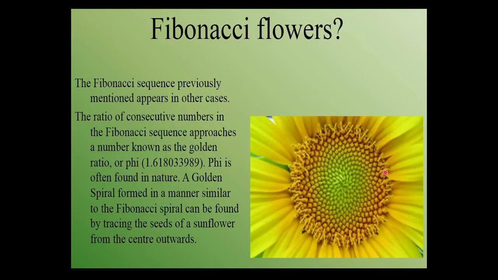Now, the Fibonacci sequence also appears in flowers. The sunflowers, look at this one. It has the Fibonacci sequence. The number of seeds there is a Fibonacci number. And take note, if you get the ratio of two consecutive numbers in a Fibonacci sequence, the answer is what you call phi, that's 1.618. This is often found in nature. A golden spiral formed in a manner similar to a Fibonacci spiral can be found by tracing the seeds of the sunflowers.